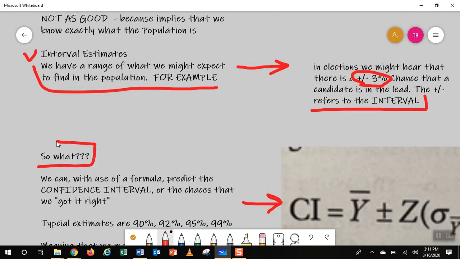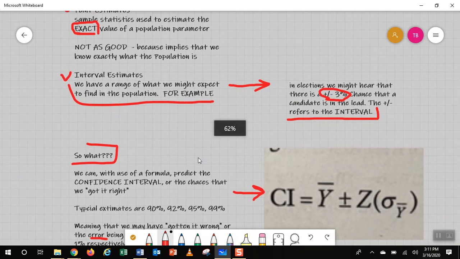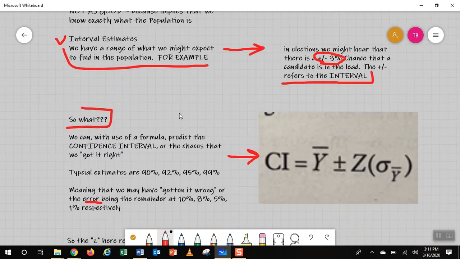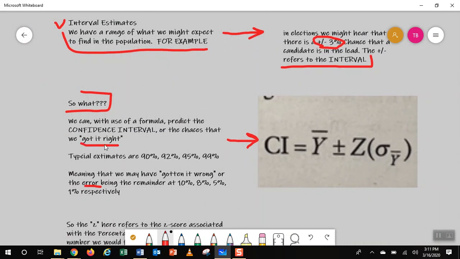So what's the so-what part of all this? The whole idea is that we want a confidence interval, so we start predicting the chances that we got it right. The key term here is confidence interval, or the chances that we got it right. And there's a formula over here to the right, and we'll be referring to it throughout.